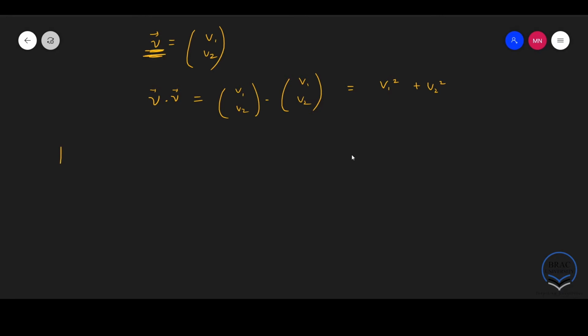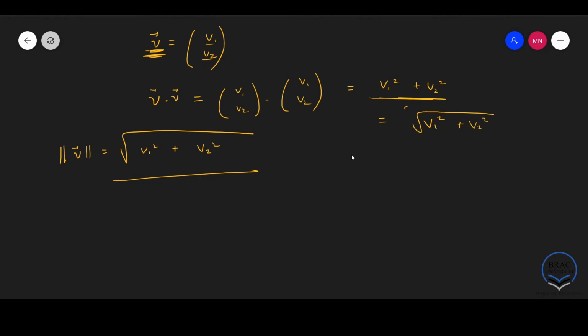Now, we have looked at how to find the magnitude of a vector, right? So considering this vector, the magnitude of this will be just the square root of the sum of the squares of these individual components, right? So we will have the square root of v1 squared plus v2 squared, and obviously you can see that this is just this squared, right? So this just becomes the magnitude of v squared.